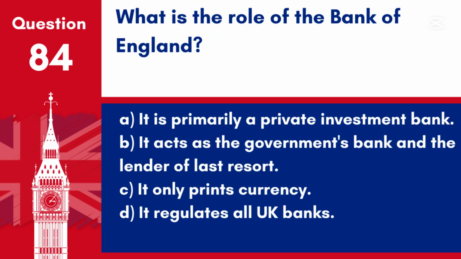Question 84. What is the role of the Bank of England? A. It is primarily a private investment bank. B. It acts as the government's bank and the lender of last resort. C. It only prints currency. D. It regulates all UK banks.